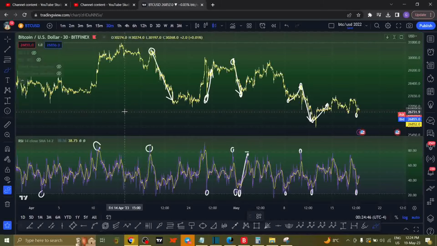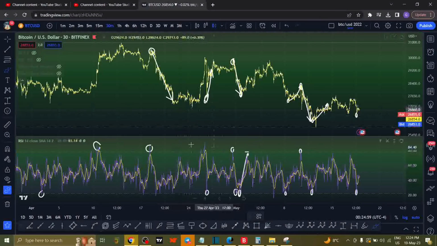As always, remember that risk management is very important. Setting appropriate stop losses is very essential to protect your capital in case a trade doesn't go our way, or as anticipated with this divergence.